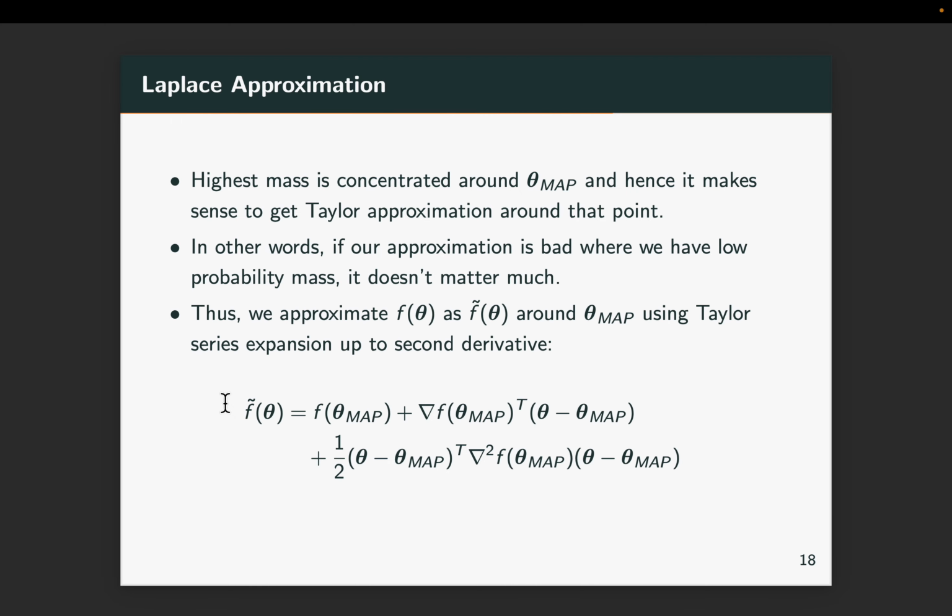So, what we are saying is that let us approximate f of theta as some f tilde of theta around theta equal to theta map, using the Taylor series expansion only up to second order terms. So, it becomes f of theta map plus the gradient of f evaluated at theta map transposed times theta minus theta map, plus half of theta minus theta map transpose the Hessian of f at theta map times theta minus theta map. Right. So, just soak in this expression and let me know if you can simplify this in any way.